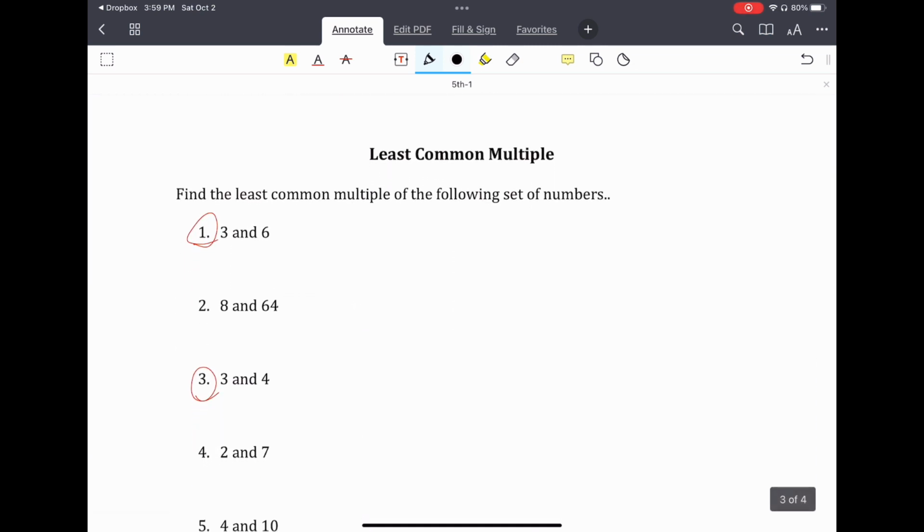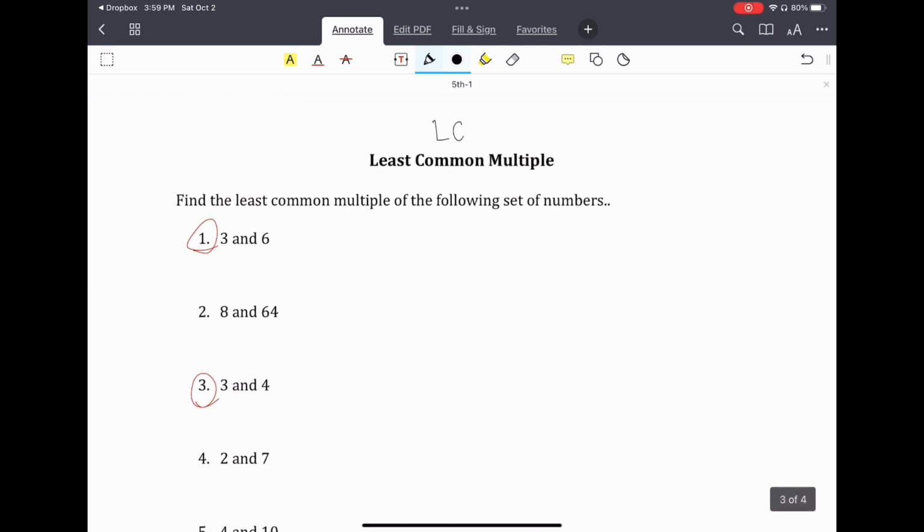Now the third one is least common multiple, which is an acronym for LCM. It says find the least common multiple of the following set of numbers. So we're going to do number 1 and 3. So this one's a bit different.